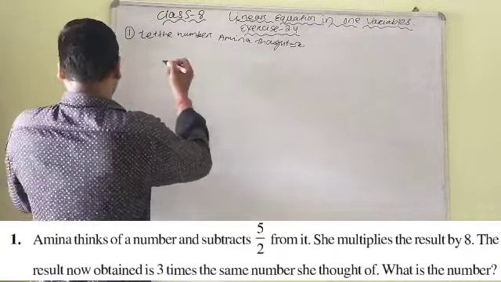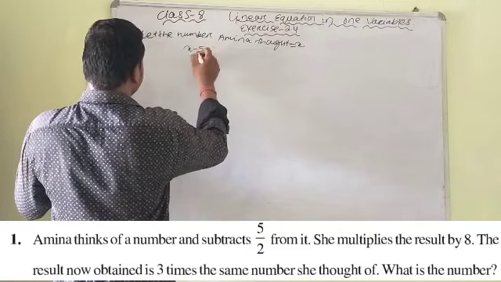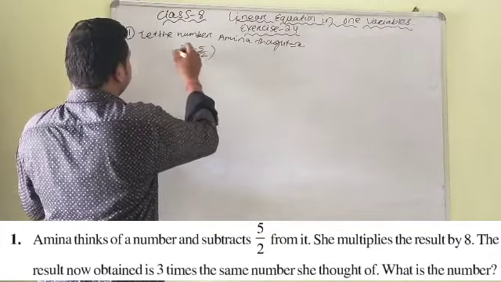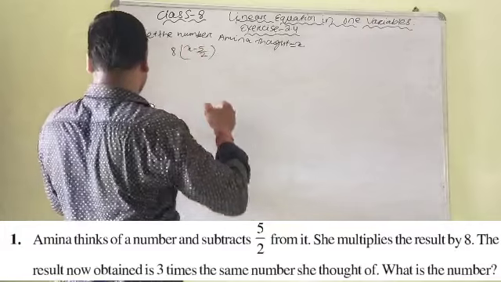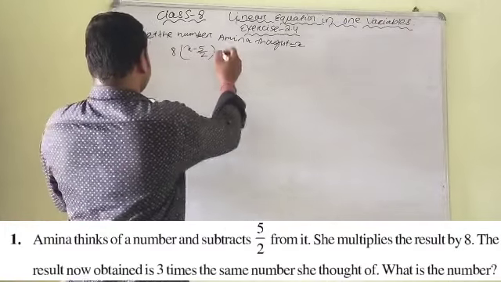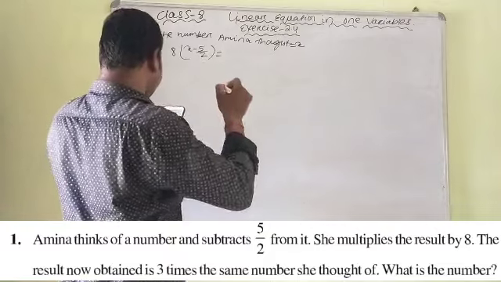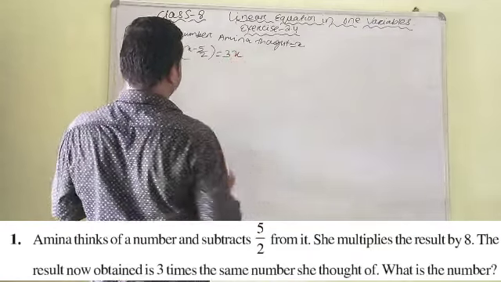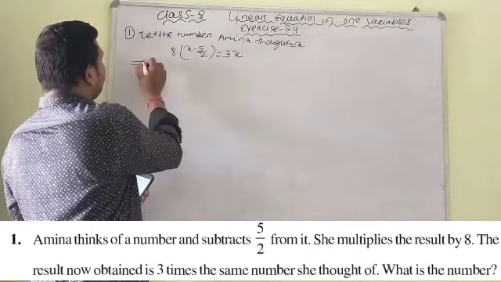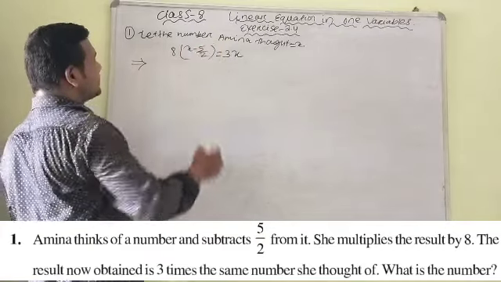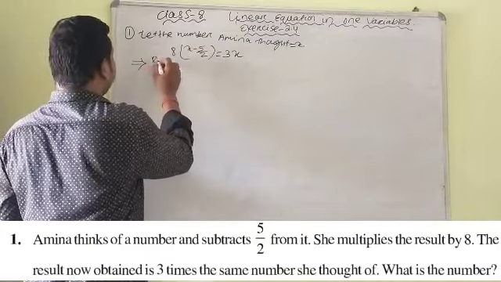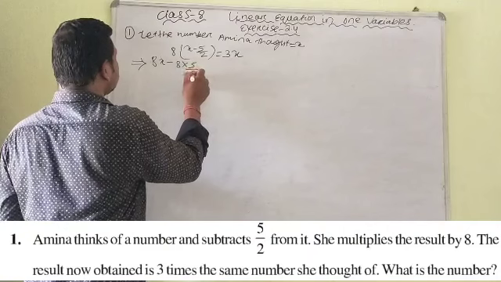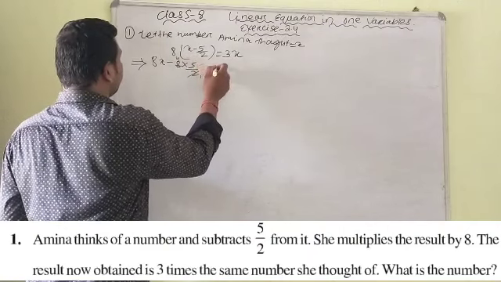5 by 2 subtracted from it, so x minus 5 by 2, and she multiplies the result by 8. So we multiply 8 with the result. The result now obtained is equal to 3 times the number she thought, that is 3 into x. Now we will multiply 8 with x as well as 5 by 2. So 8 into x, that is 8x, minus 8 into 5 by 2. So 2 4 ja 8, equal to 3x.